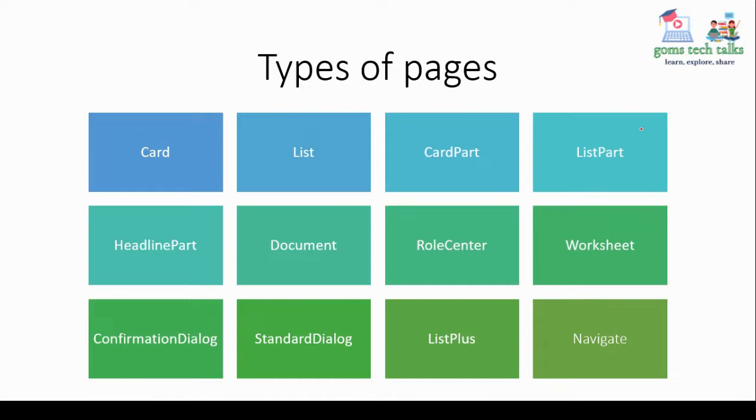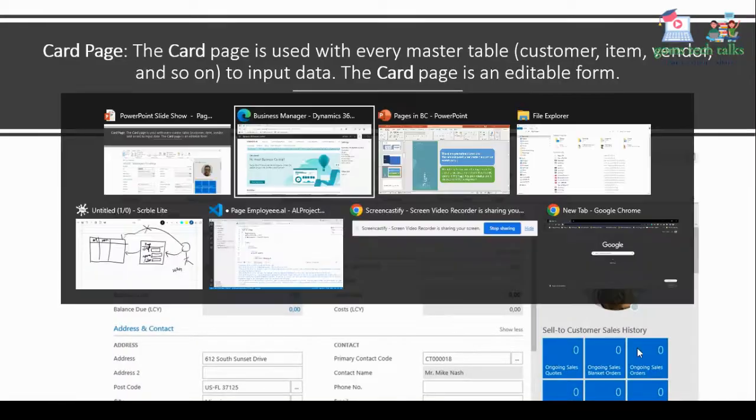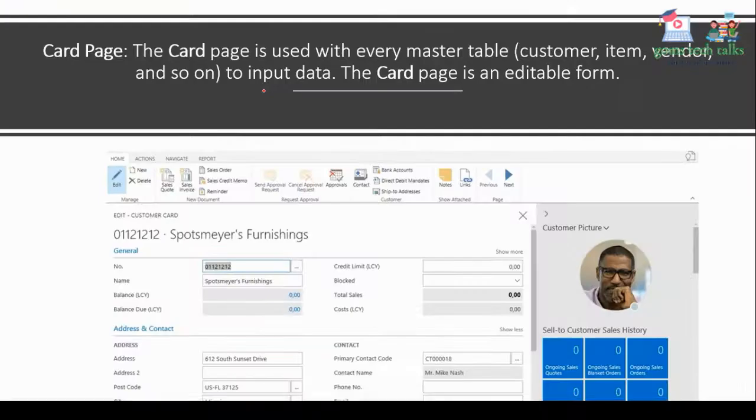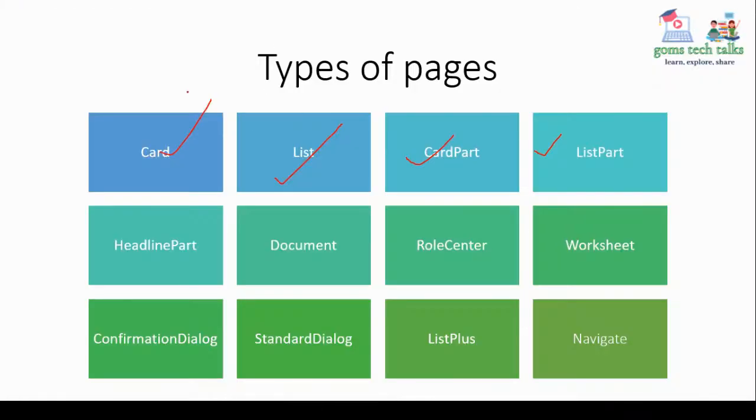So we'll be discussing the types of page. These are all the basic types of page. We have card, list, card part, list part, headline part, document, role center, worksheet, confirmation dialog, standard dialog, list plus, and navigate. We will discuss everything in detail, but initially I just wanted to show you what the types of pages are. This is the role center page. That is the first one which I will show you.